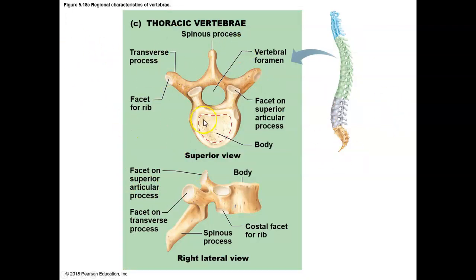Here is the thoracic vertebrae. Thoracic vertebrae have just that one foramen for the spinal cord, but we have these facets, which I talked about before, for our ribs. And then, of course, we have facets to attach to the other vertebrae.